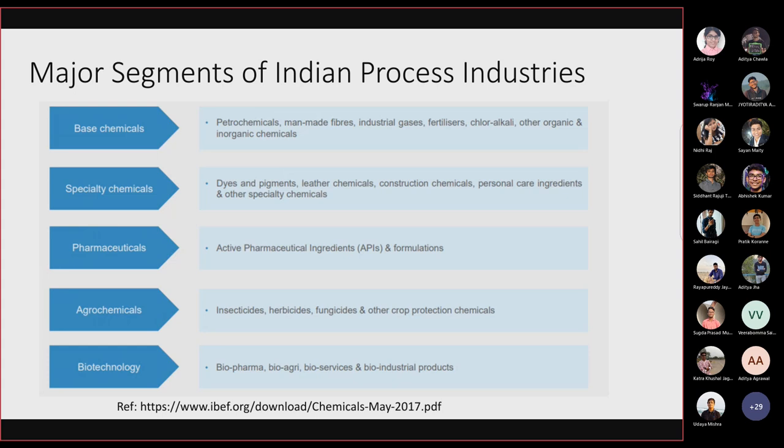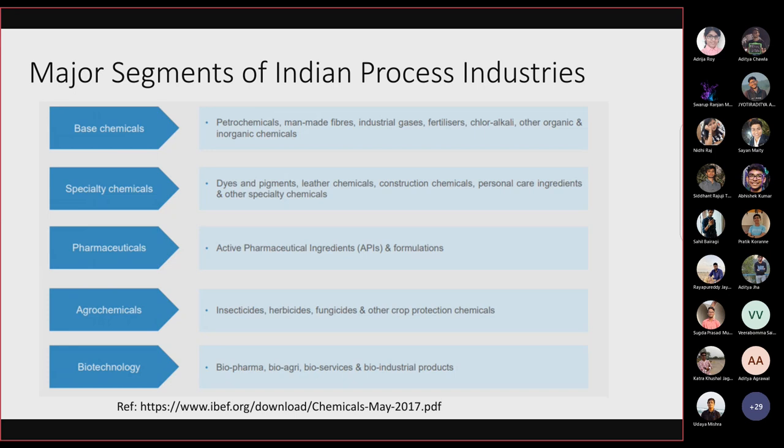Then agrochemicals. This used to be very high in quantity, but with less demand for agricultural products, agrochemical production has reduced over time. So insecticides and herbicides are the various chemicals used to kill whatever is growing in the fields. Then biotechnological industries: biopharmaceuticals, bioagriculture, bioservices. So these are the five major segments.